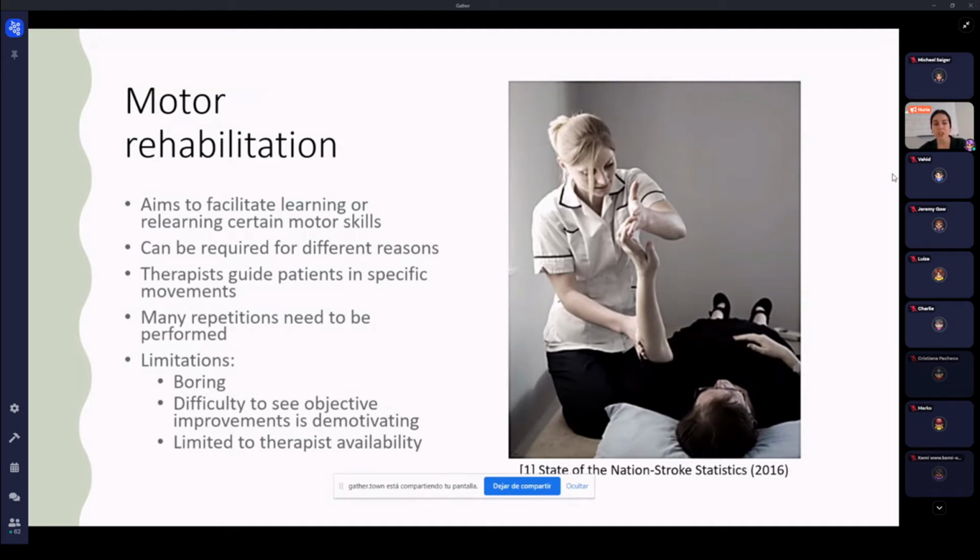So conventionally, therapists guide patients in very specific movements, but for this to be effective, they need to perform many repetitions. So this ends up being quite boring and often is difficult for the patients to see objective improvements, which can be very demotivating. And it's also usually limited to when the therapist is available.